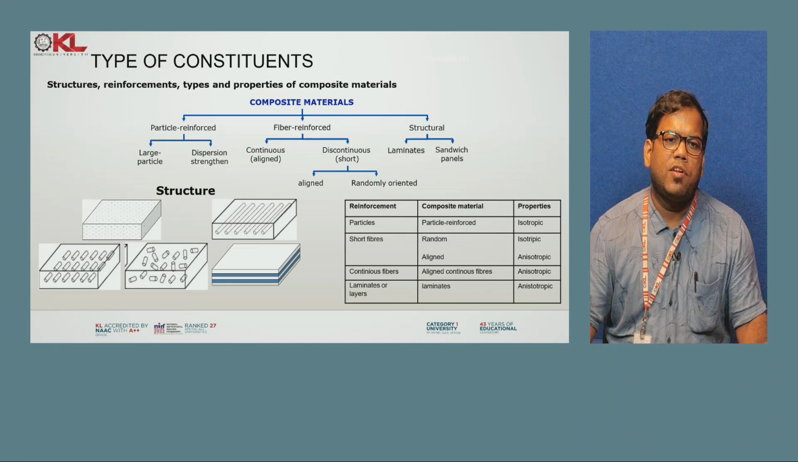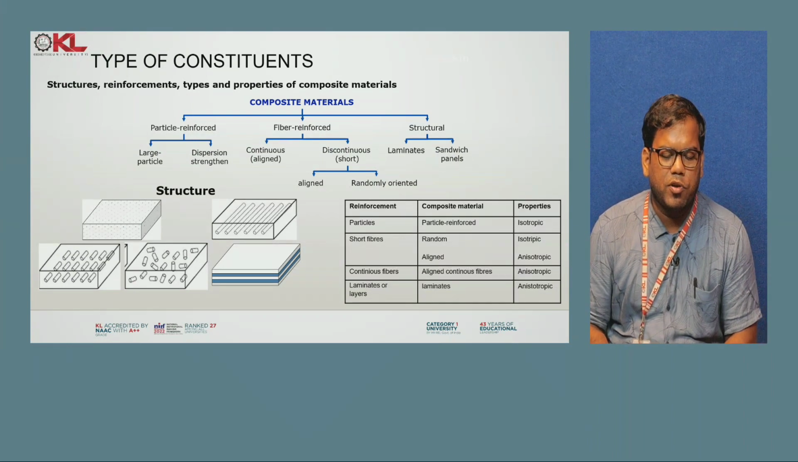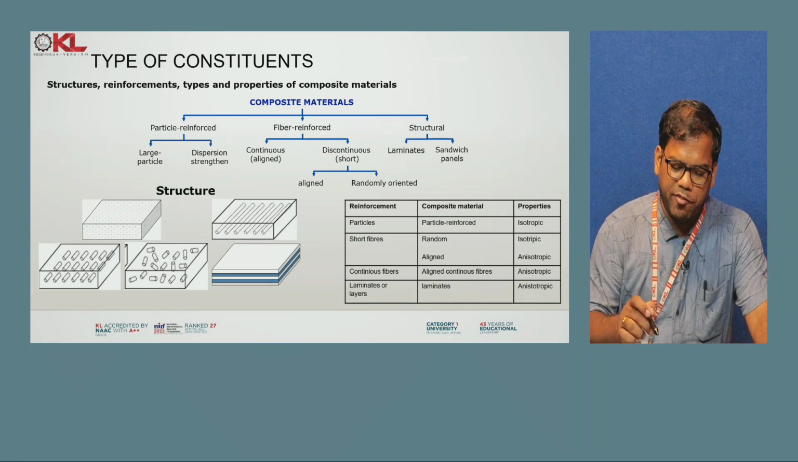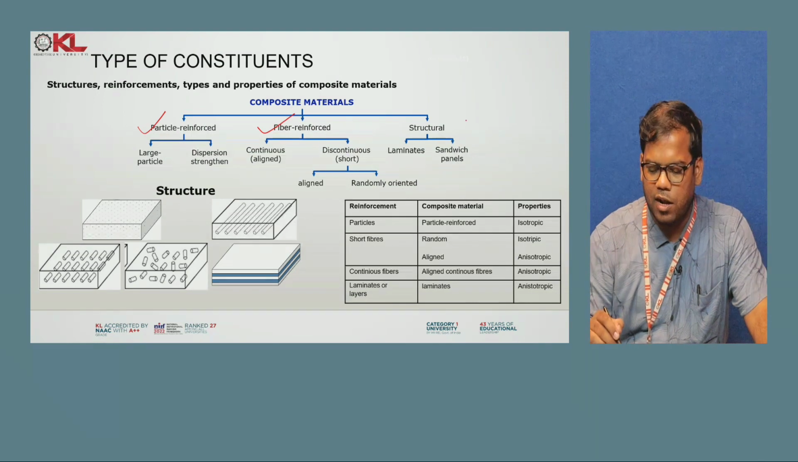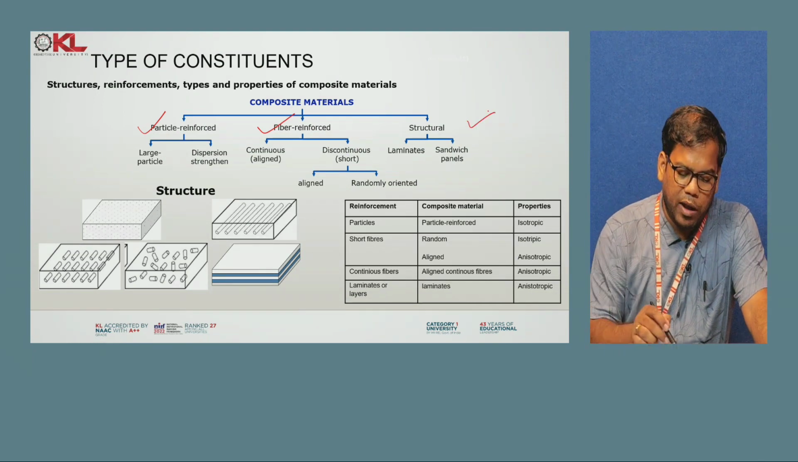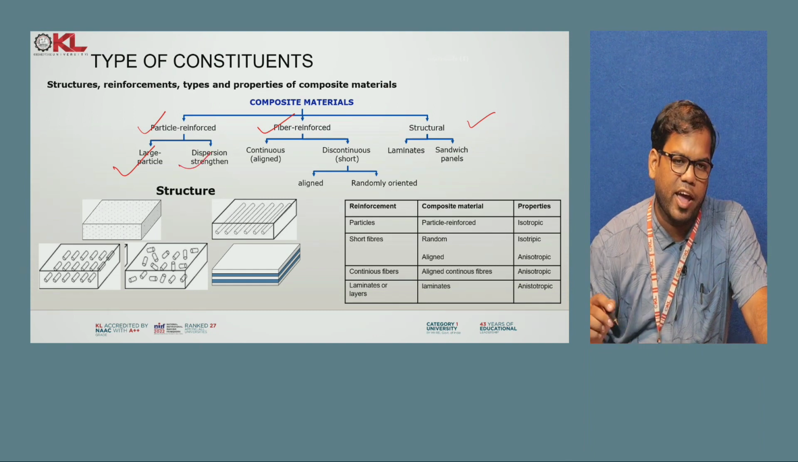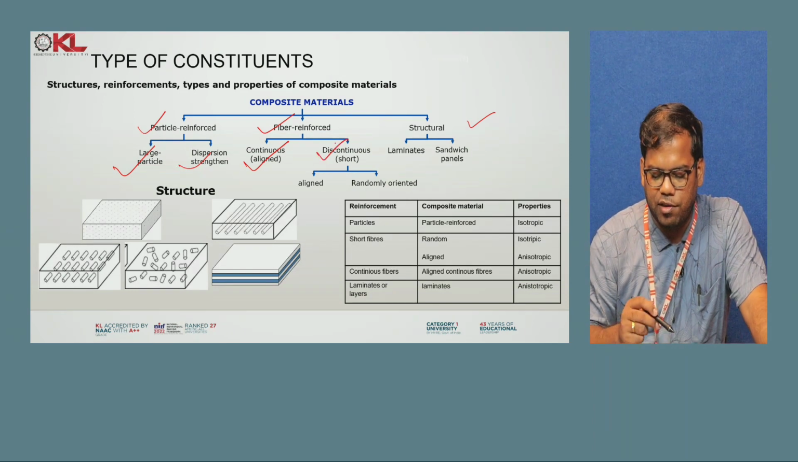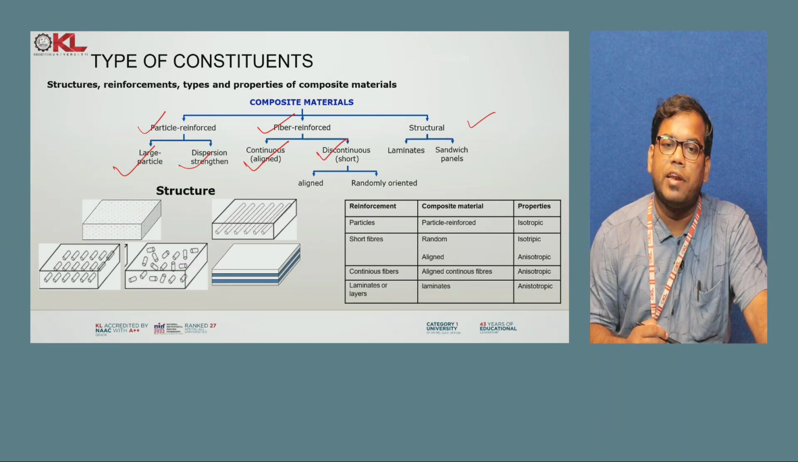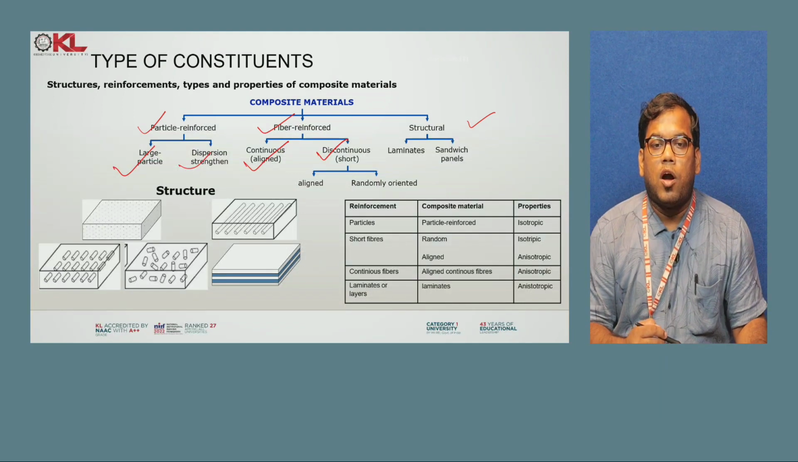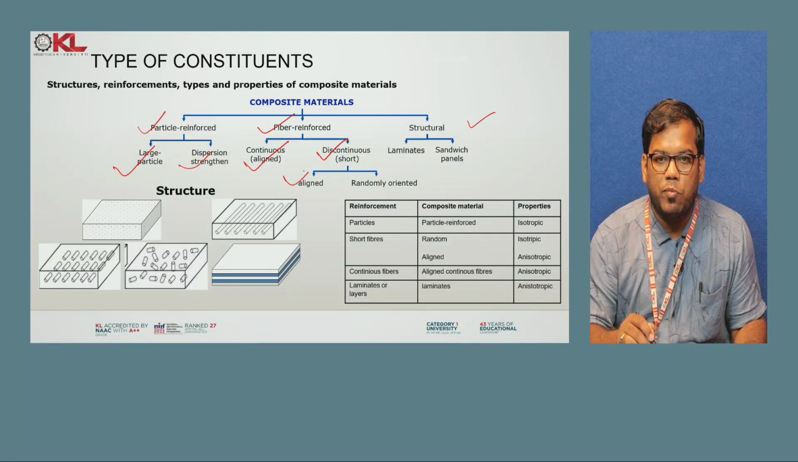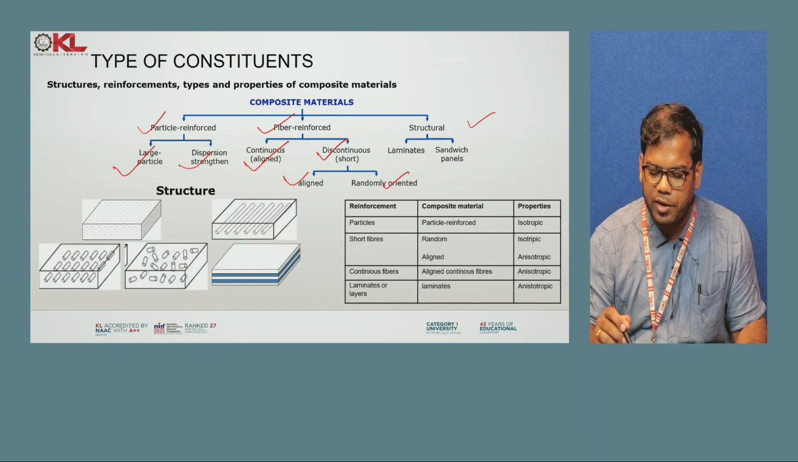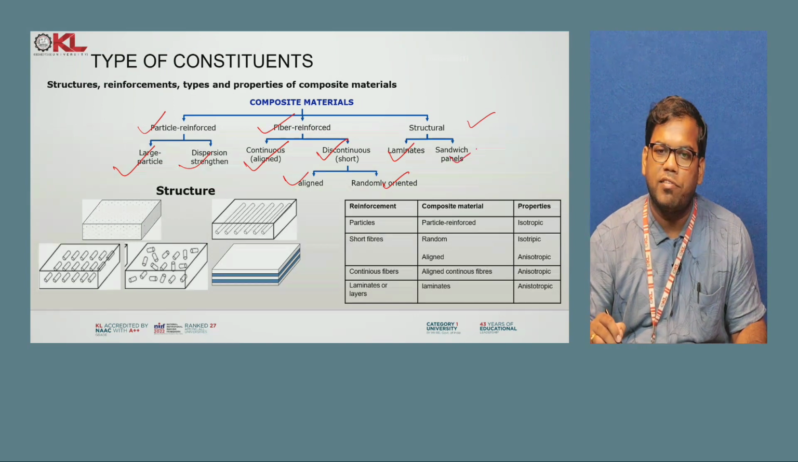So the constituents of the composite materials can be classified into three basic types: particle reinforced, fiber reinforced, and structural composite. In particle reinforced, there will be large particle, dispersion strengthened, or fine particle. In fiber reinforced, these are continuous or discontinuous in nature. Discontinuous composites can again be classified into aligned composite as well as randomly oriented composite. The structural composite can be classified into laminate composite as well as sandwich panel or sandwich composite.